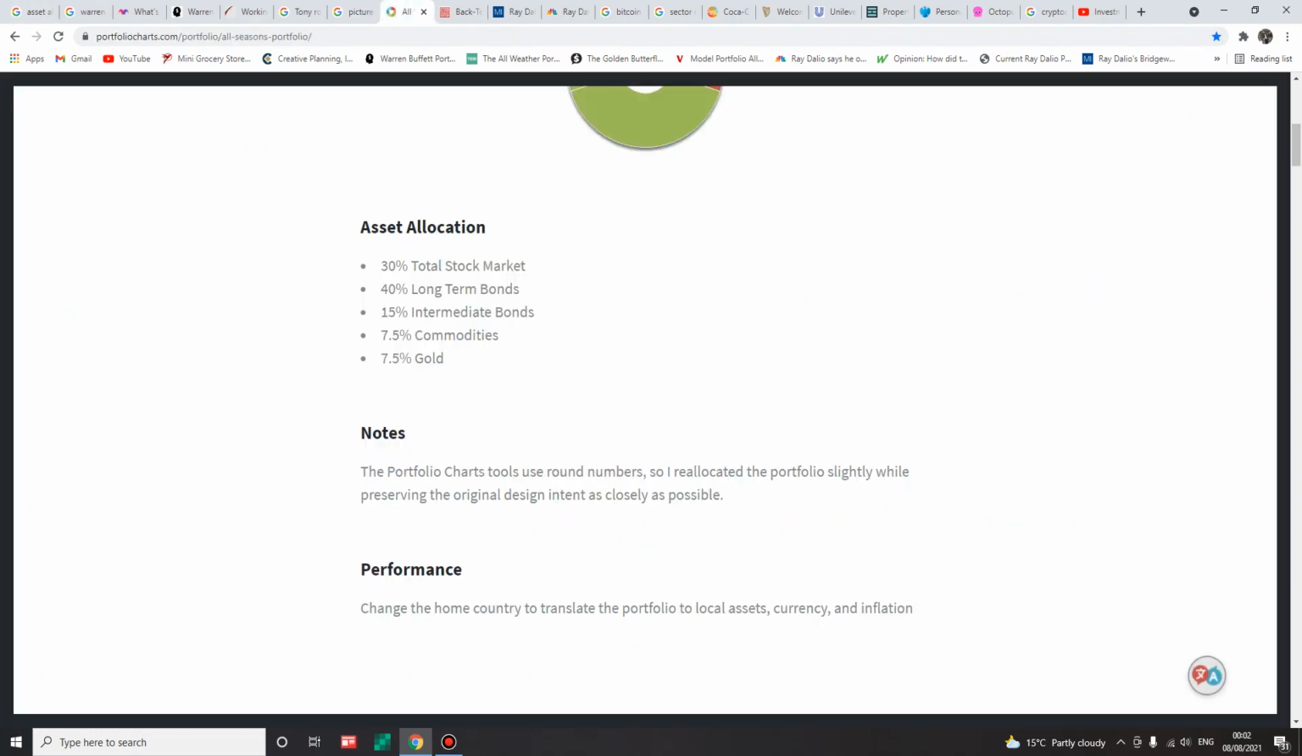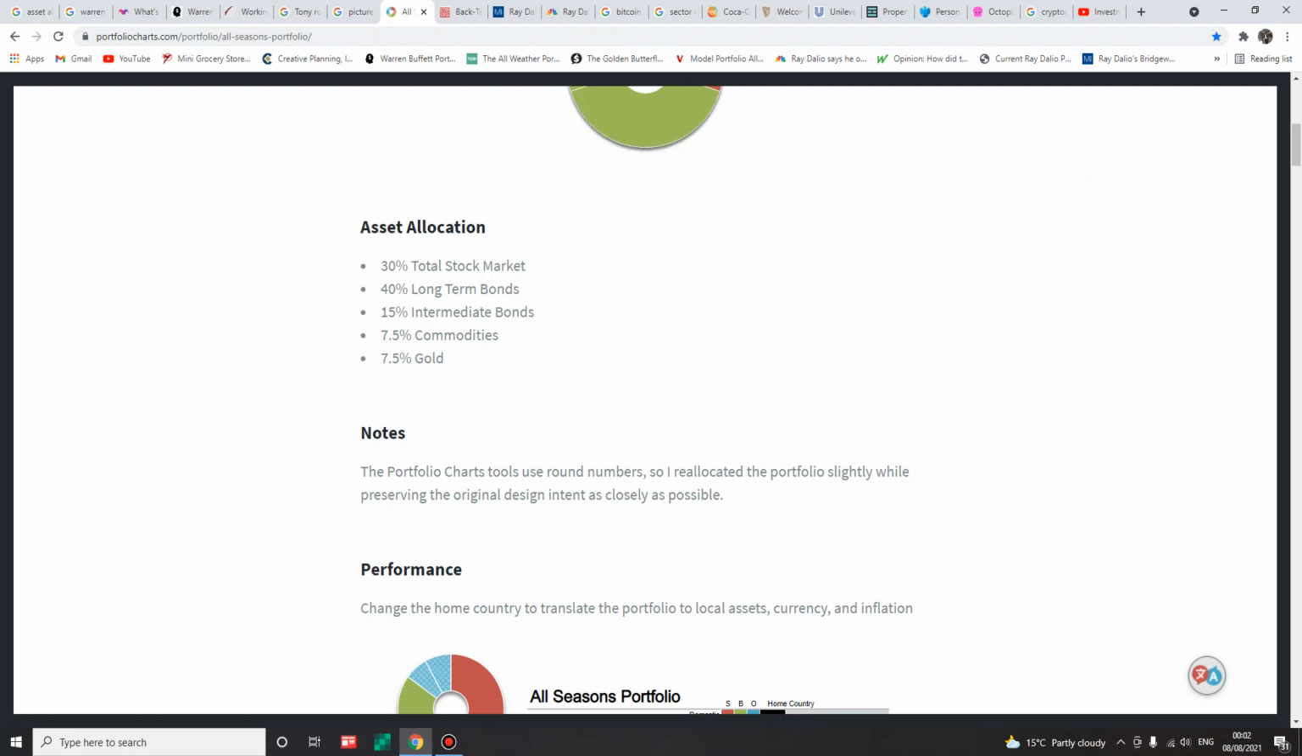Let's have a look. Now, what do we have here? We have 30% total US stock market. We have 40% in long-term treasury bonds. We have 15% in intermediate-term treasury bonds. We have 7.5% in gold, and we have 7.5% in diversified commodities.